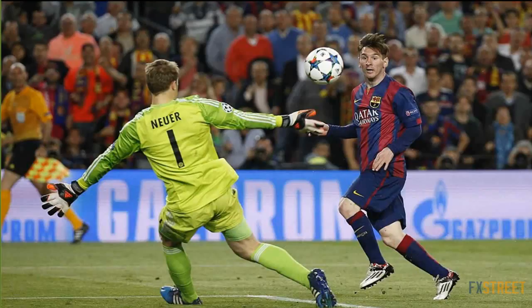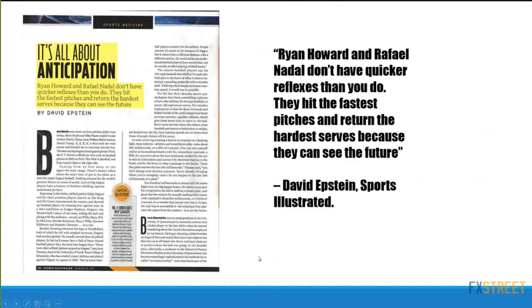Well, the fact is, a lot of professional athletes are very good at being able to anticipate the future, and to be able to see the future. In fact, there was an article in one of my favorite sport magazines called Sports Illustrated here in the United States a few years ago. That was about this fact, how athletes are able to anticipate what may happen in the future before anyone else. And the article was titled, "It's All About Anticipation."